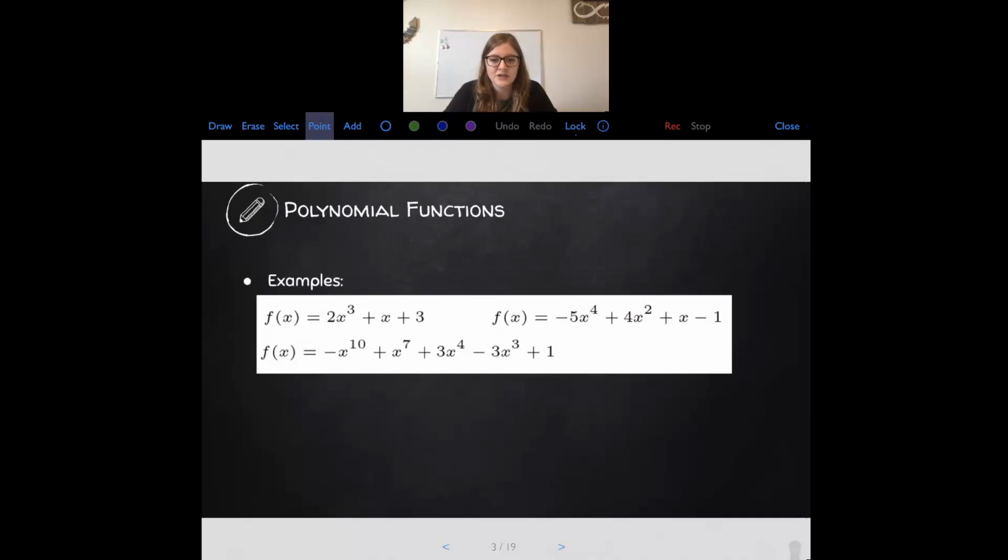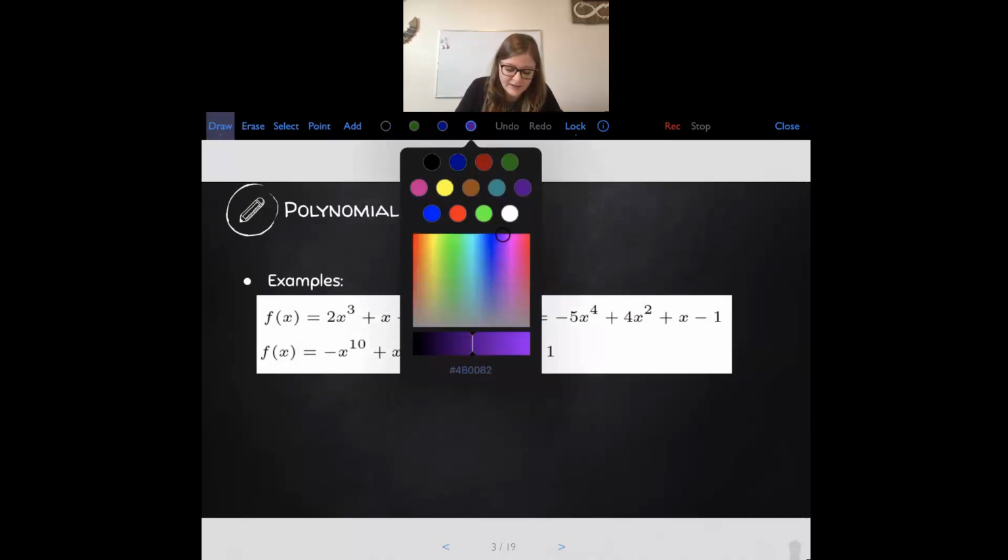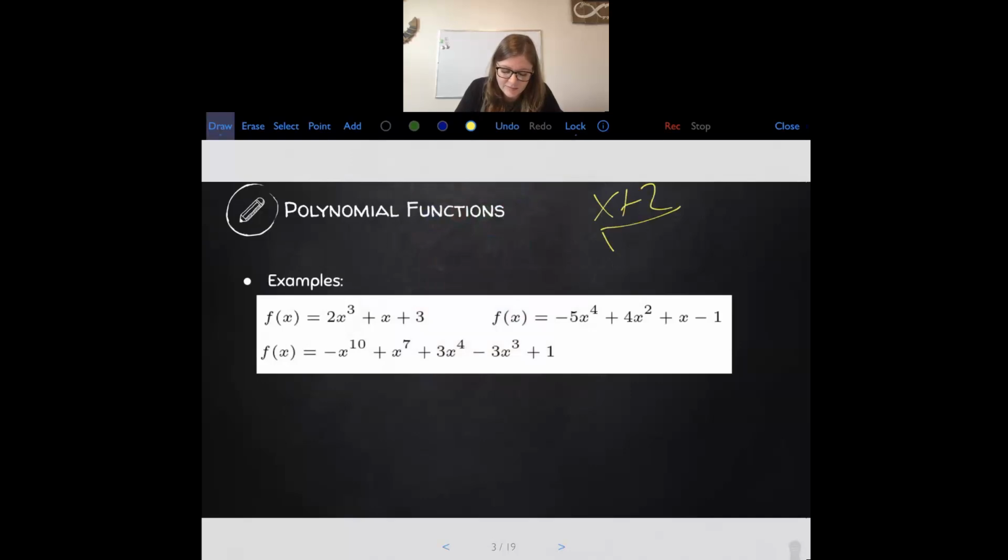A couple things to note is that we've got x, and the power of x is a whole number. So 0, 1, 2, 3, it's not a fraction. We've got coefficients or numbers in front of x. We don't have any denominators, like in rational functions where we had something like x plus 2 over x minus 3. That is what would make something like this a rational function. So on the next slide, I'm going to show you the general form of a polynomial function, and then we'll break it down for what we need for this lesson.